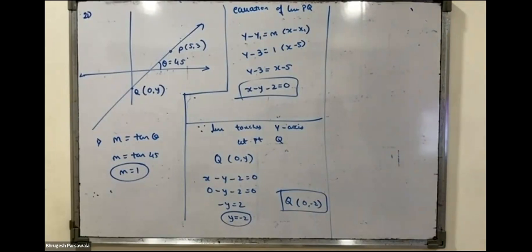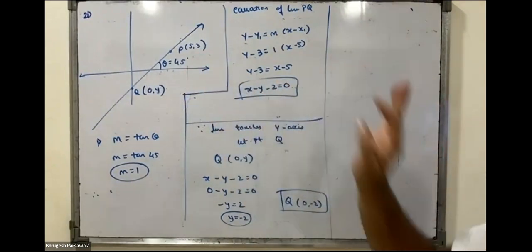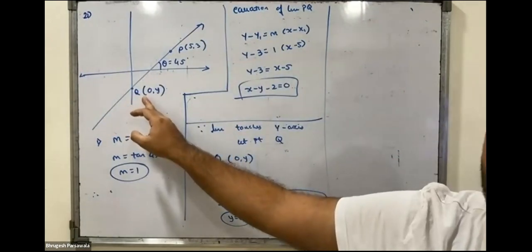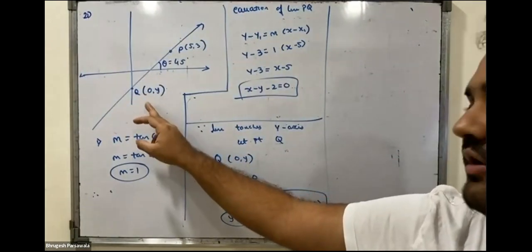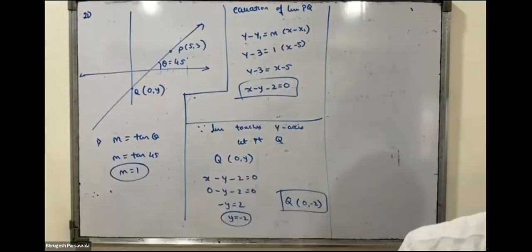Also, there is a point P (5,3) that passes through the line. So the equation of the line will be y minus y1 equals m into x minus x1. So you have x1, y1, and m, and you get the equation. But this line touches the y-axis at what point, Q? To find the coordinates of Q, it will be (0, y). Substitute 0 for x and y for y, and you get the required answer. Okay, sir, got it.